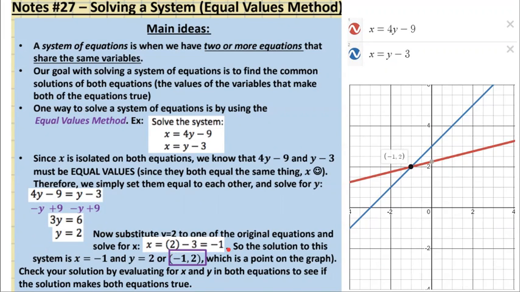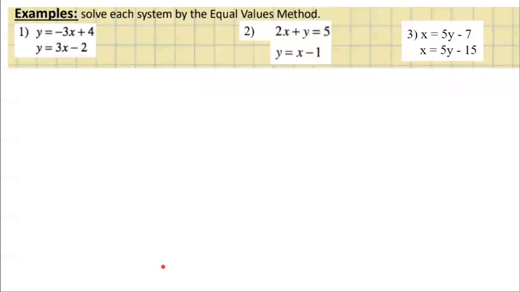Once we've solved the system, you can also double check your answer by evaluating the x and y values you found in the other equations in the system which you haven't used yet. Now let's get on to the fun part, the practice problems. Pause the video here and have at them.